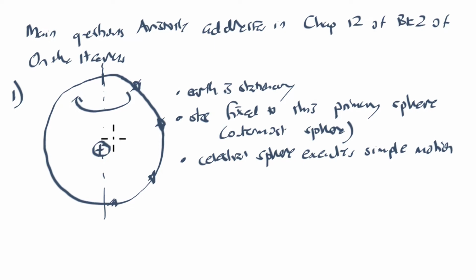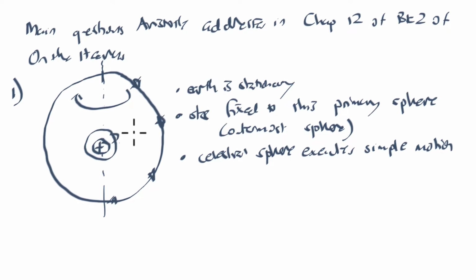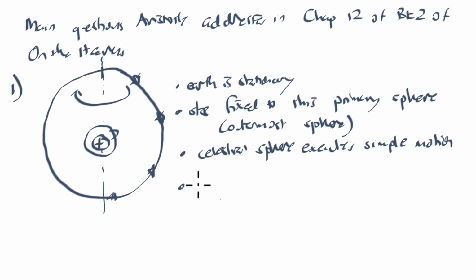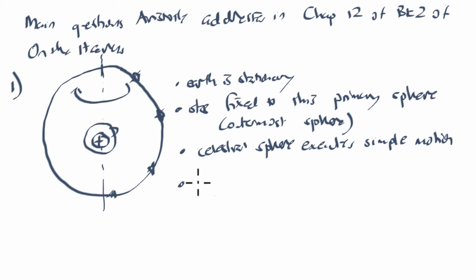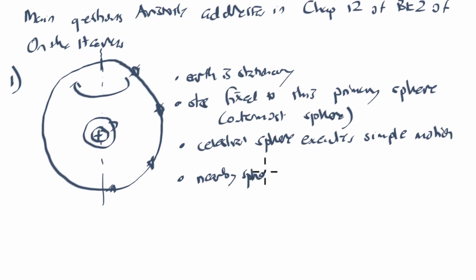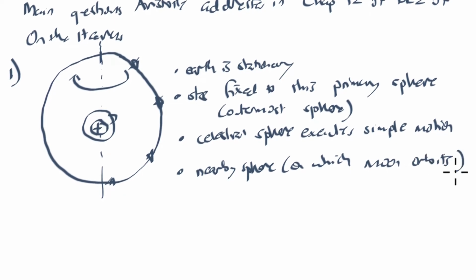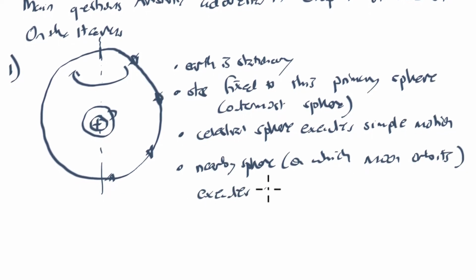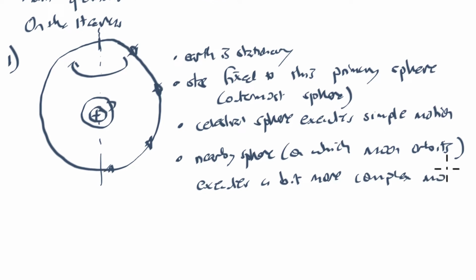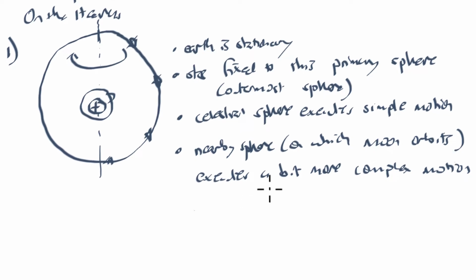Well, what about the ones that are closest to the Earth, like the sphere on which the moon is located? Well, this sphere executes a little bit more complicated motion. It rotates around once per day, but the moon also retrogresses, as I mentioned in my previous lecture. It retrogresses through the zodiac over the course of the year. So the nearby sphere, the one on which the moon orbits, executes a bit more complex motion. So the simplest motion is this big celestial sphere. This one right here executes a bit more complex motion.